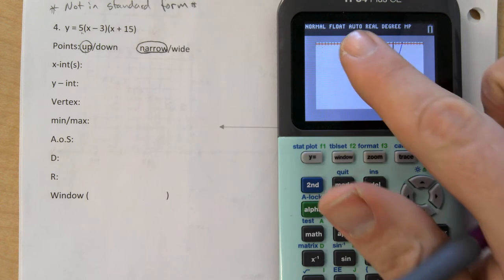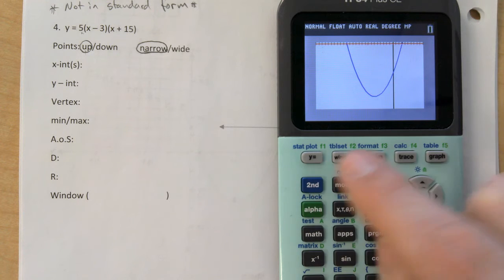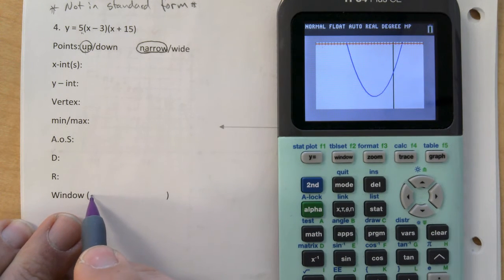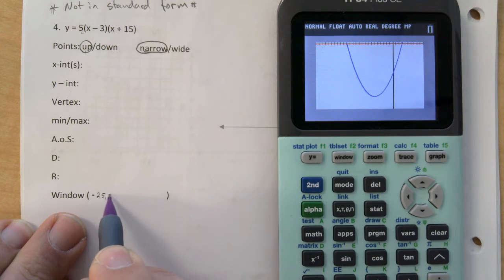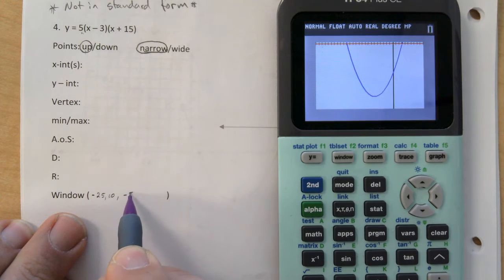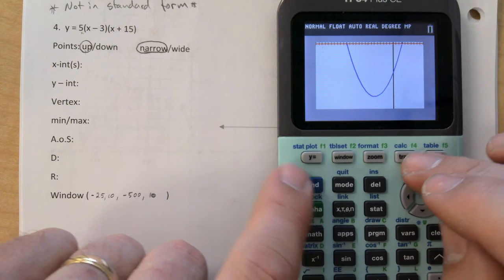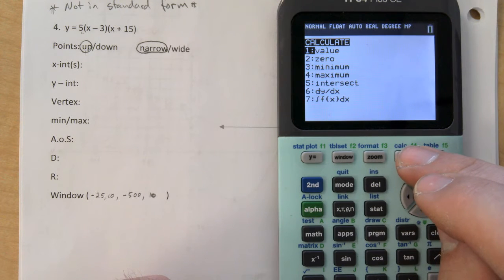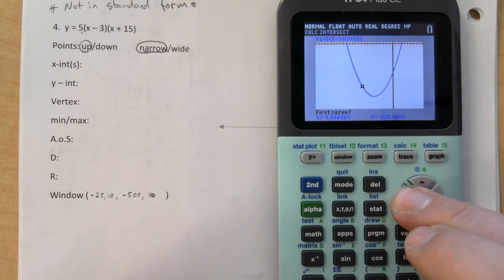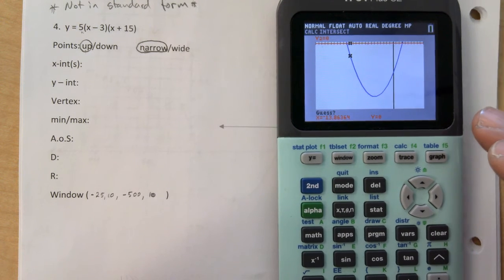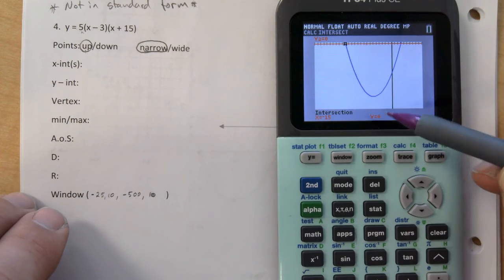So let's go ahead and find the x-intercepts. How about I write down the window settings here? I think I went -25 to 10, and then we went -500 to 10, I believe. And if you wanted to see more above the x-axis, you could increase your y max if you wanted to, but I'm good with this. So let's go ahead and find the x-intercept. Second trace 5. I'm going to go to the left one first. Enter, enter, enter. That's negative 15, 0.